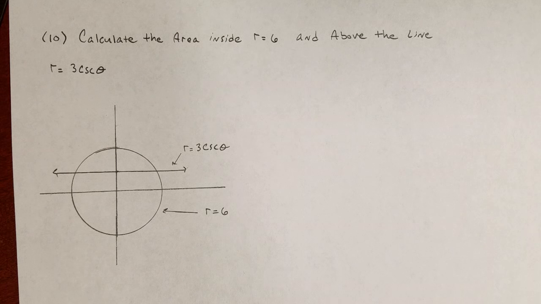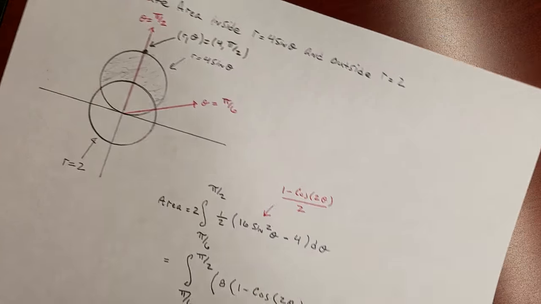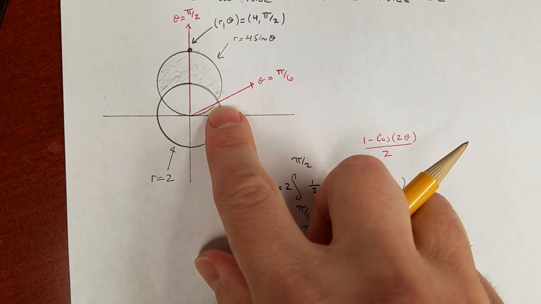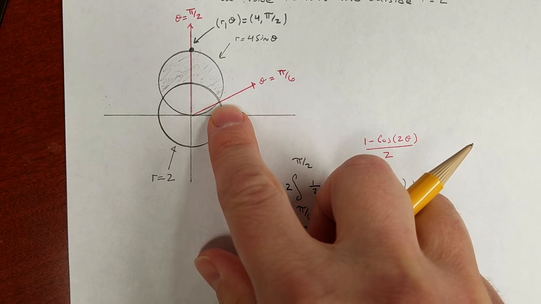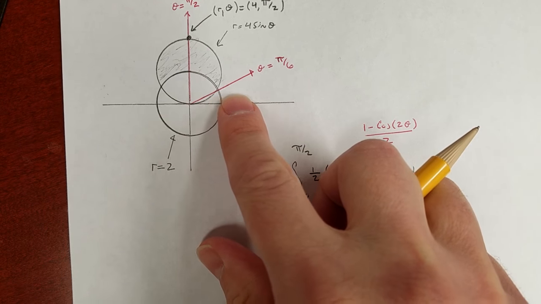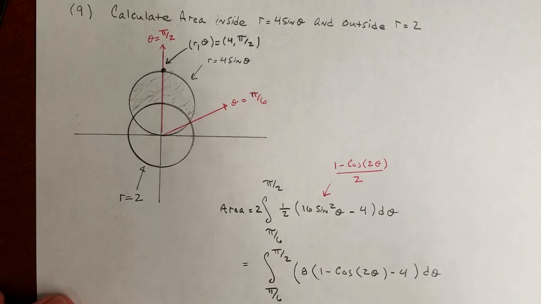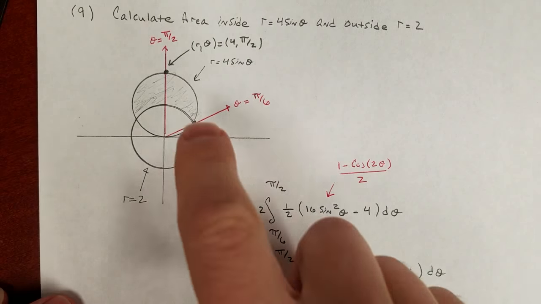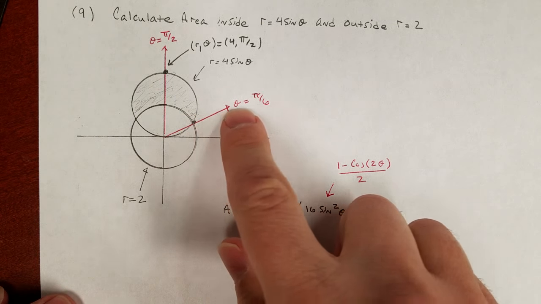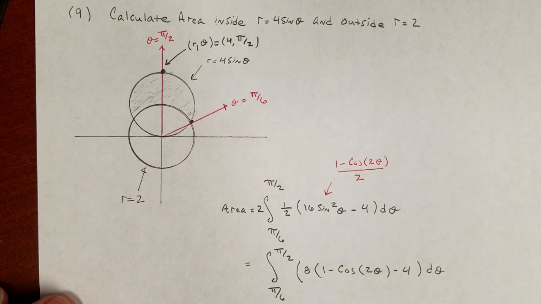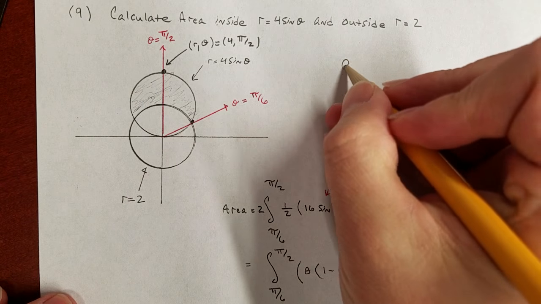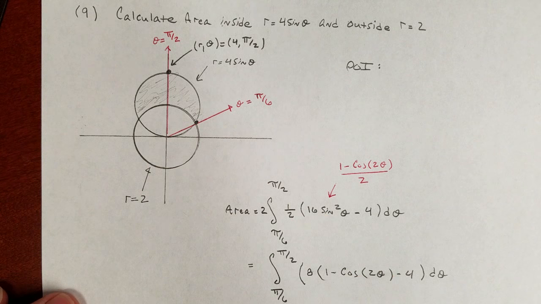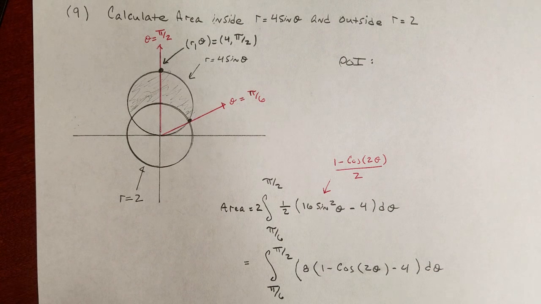Oh, I almost forgot. I take things for granted like this. I measured that was pi over 6, but you should know how to find that. That's pi over 6. Okay? So let's say that point of intersection seems to determine what angle we need for this lower boundary. So how do you find the angle that indicates that point of intersection? The POI, point of intersection.